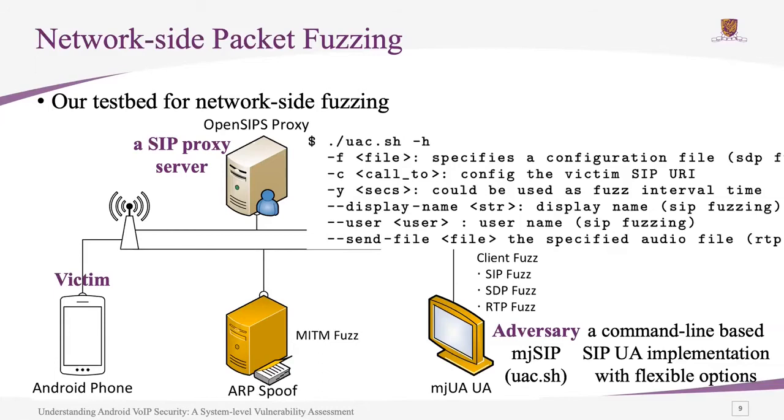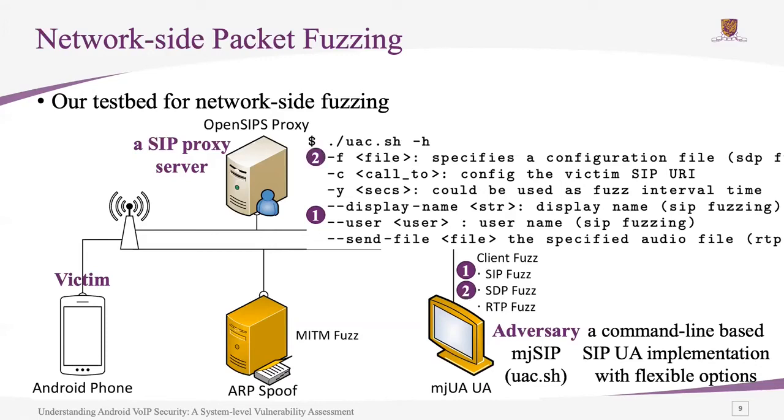Here we leverage these major options, and we launch three types of remote fuzzing: SIP fuzzing, SDP fuzzing, and RTP fuzzing. Firstly, for the SIP fuzzing, we mainly use the display name and the user parameters. We will set up a long user SIP name and display name to try to crash VoIP applications.